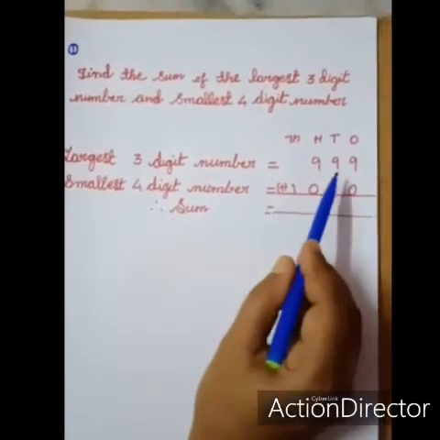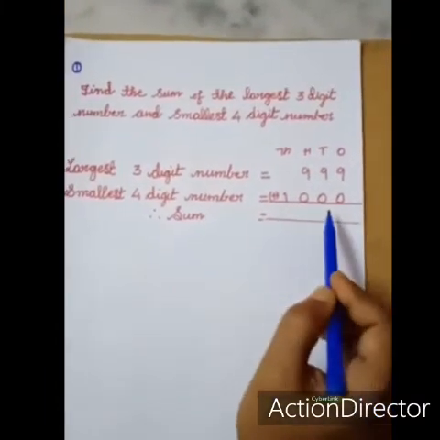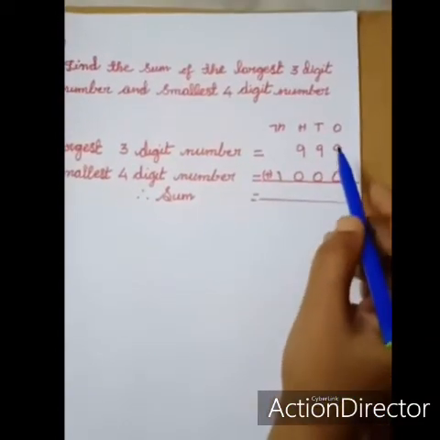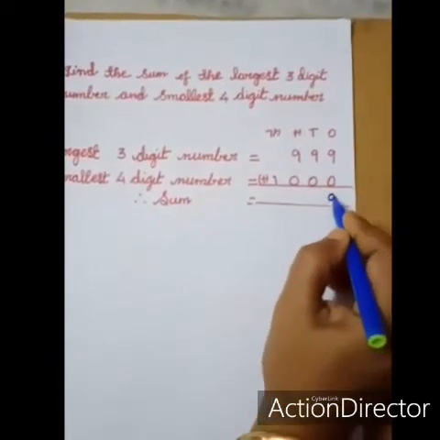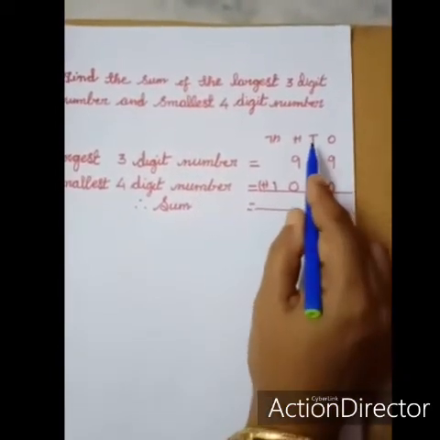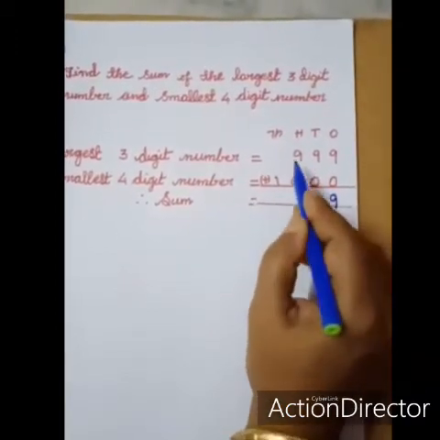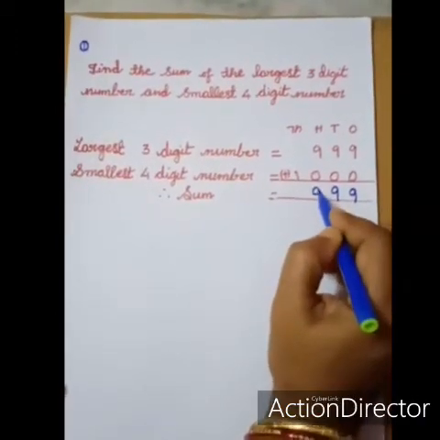Find the sum of the largest 3-digit number and smallest 4-digit number. Largest 3-digit number is 999. Smallest 4-digit number is 1000. Now we find the sum. We add from ones place. 9 plus 0 is 9. Now we add tens. 9 plus 0 is 9. Now we add hundreds. 9 plus 0 is 9.